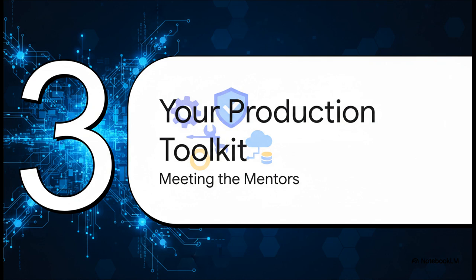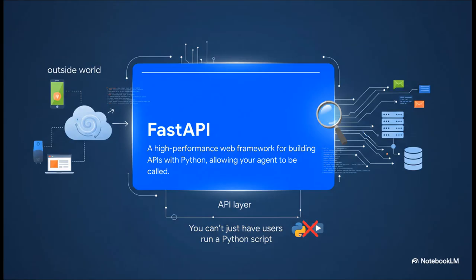So to overcome these trials, our agent is going to need some powerful allies. Let's introduce the essential tools you'll need for a production-ready system. First up, your agent needs a front door. You can't just expect people to run a Python script, right? That's where FastAPI comes in. It's like a universal translator, wrapping your agent in a clean API so any other application or website can talk to it easily.